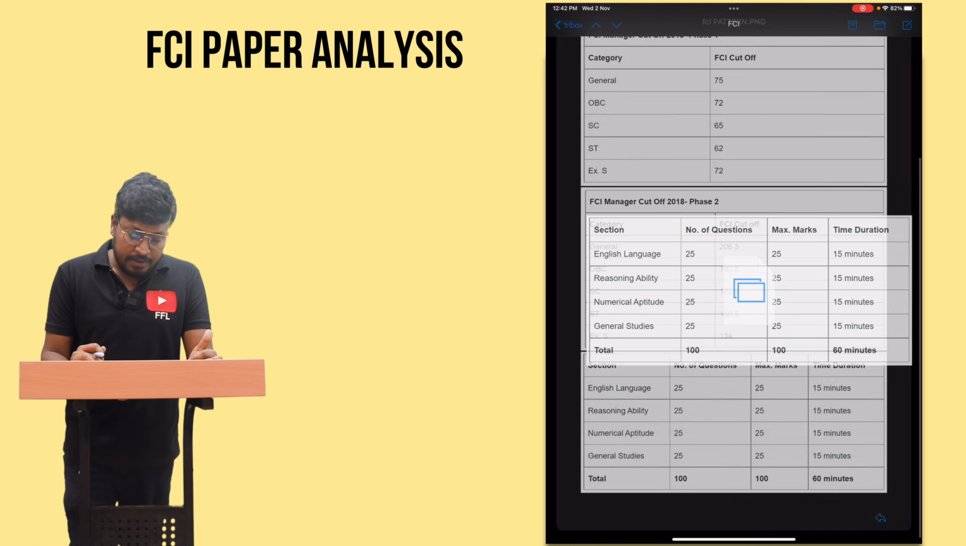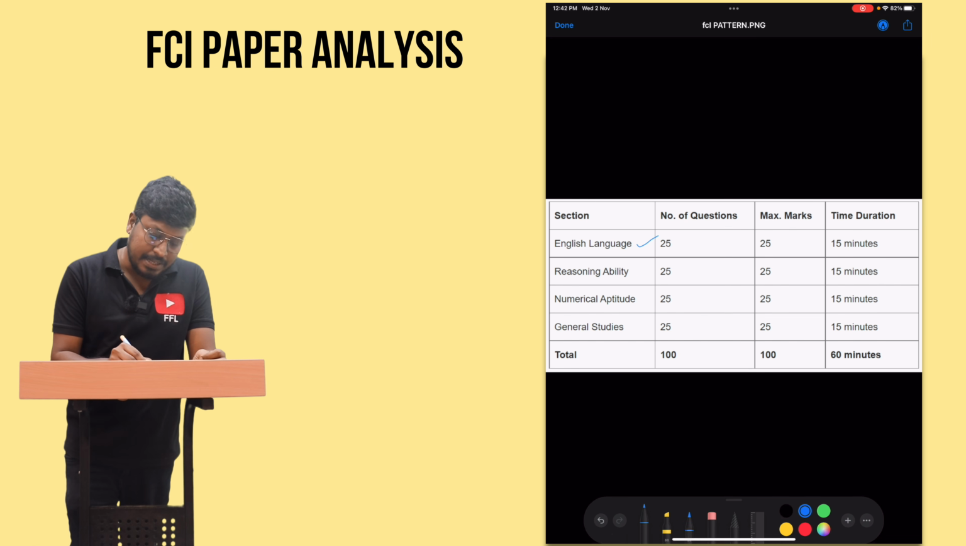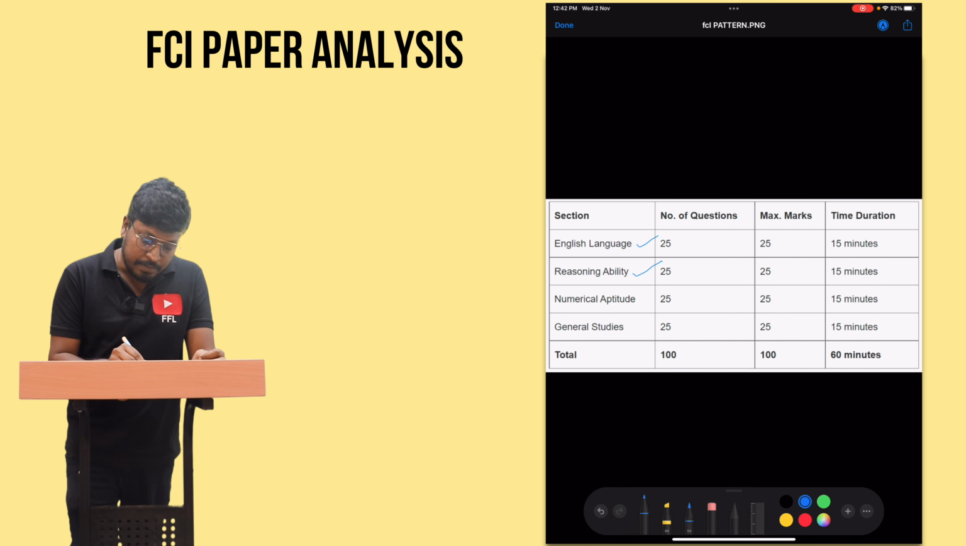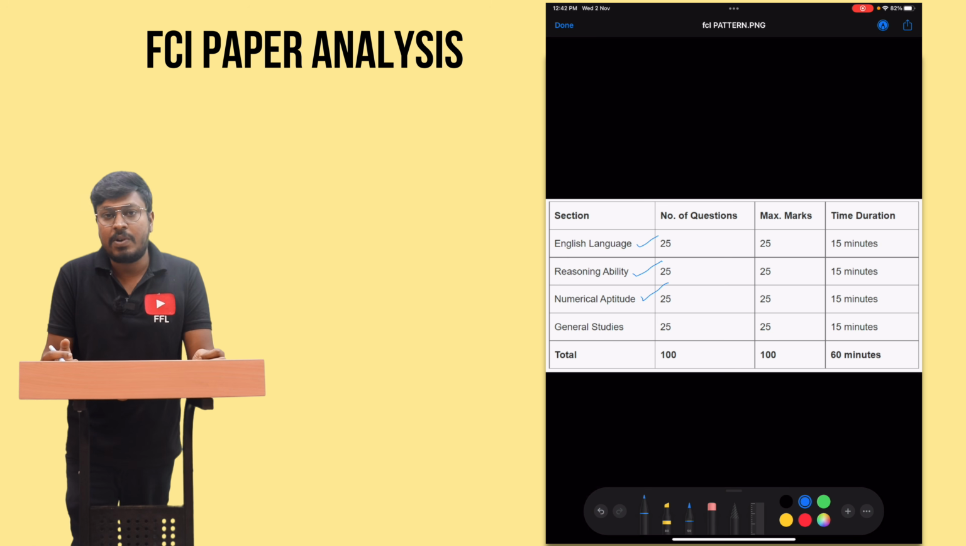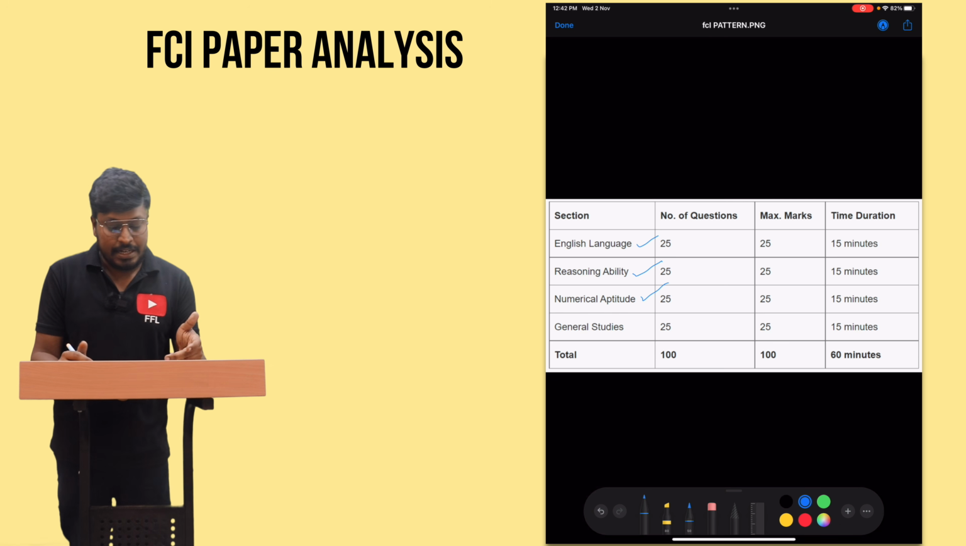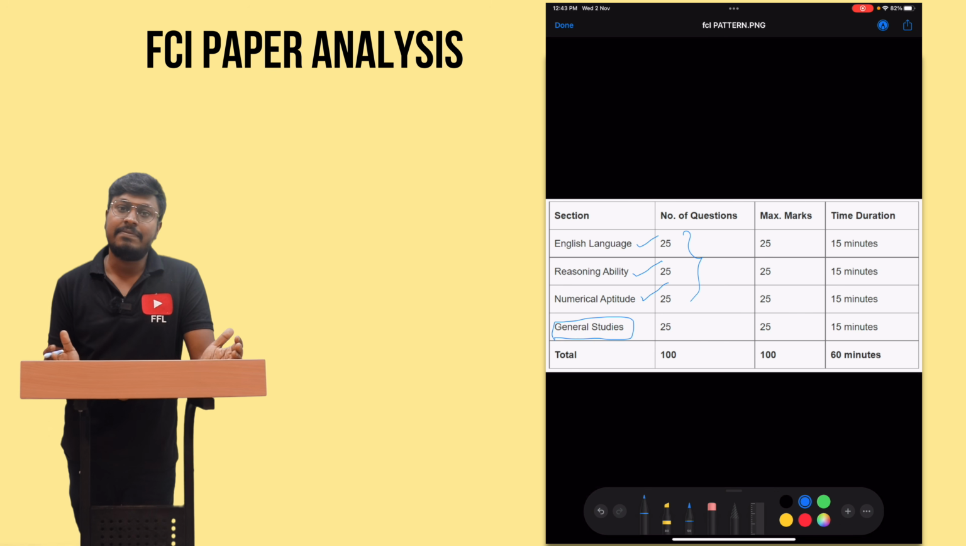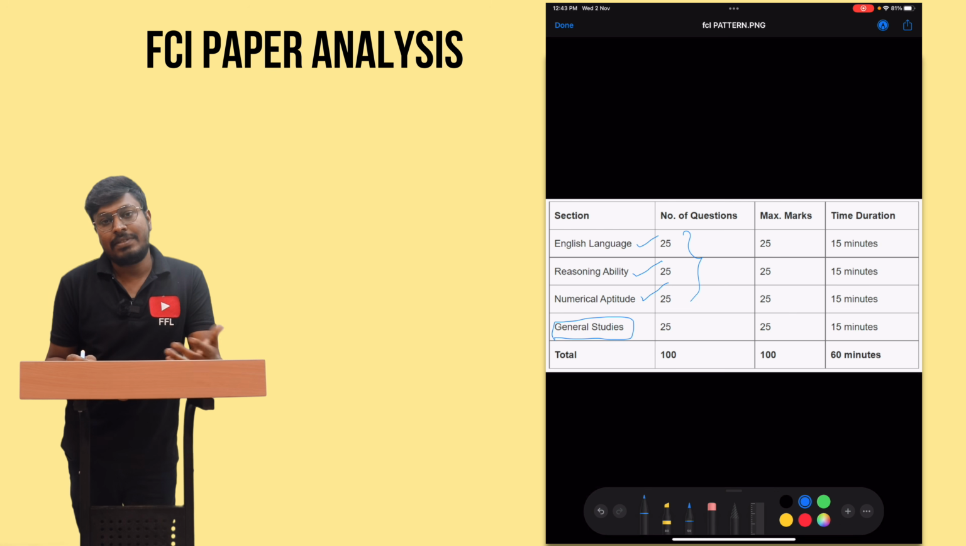Now let me move on to the sections. Phase 1 English, no problem, I think. Reasoning ability is not an issue. Numerical aptitude is also not an issue. If you have been preparing for competitive exams for 1 or 2 years, definitely these 3 sections will be easy. But the problem is general studies, because it's a vast area: Indian economy, Indian polity, physics, measurements, lots and lots of things.